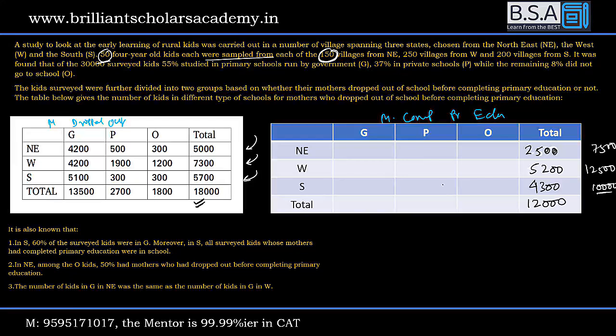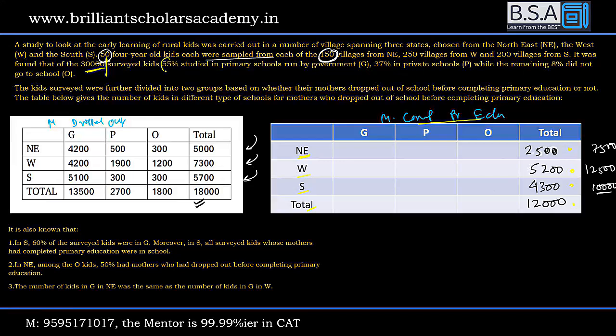How do you know this, sir? Total number of children surveyed is 30,000. So hold your nerve. Don't panic. Don't be in a haste. Slow down. Up to this point, we have used all the data. I have managed to fill the last column, total children in Northeast whose mothers completed primary education, West, South, and total. Now I need to go for these numbers.